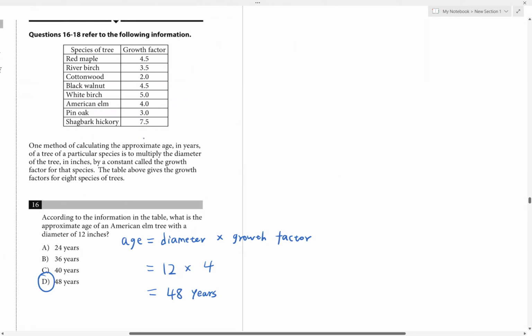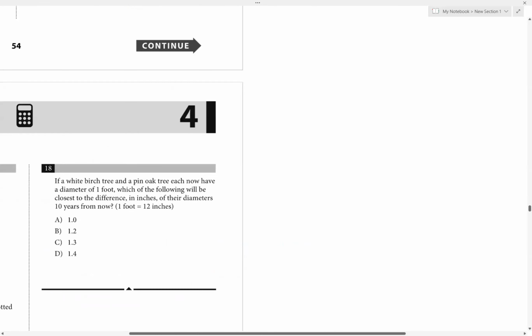So if we rearrange this a little bit, we know H is diameter times the growth factor. If you want to figure out the change in diameter, we have to divide by GF, right? If you want to get D by itself, divide by the growth factor. So the diameter should be H divided by the growth factor. GF represents growth factor.